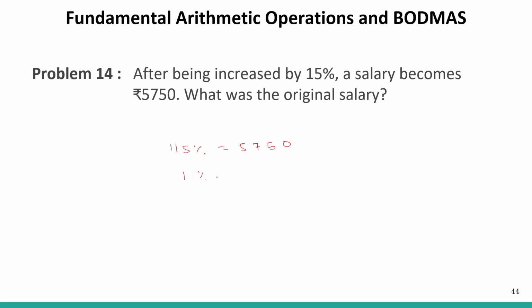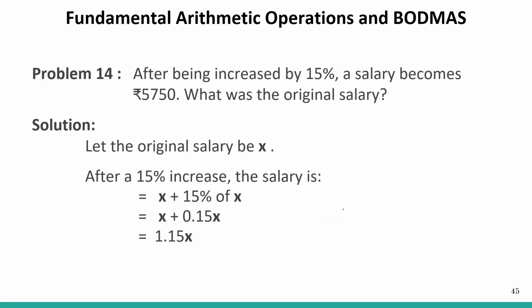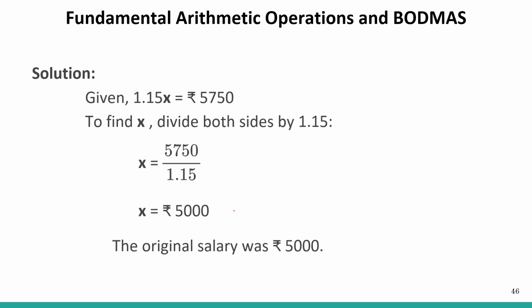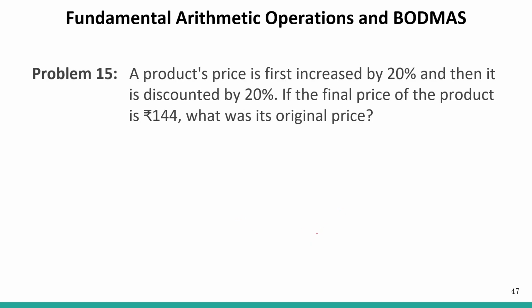So 1% is equal to 5750 by 115. This implies that 100% is equal to 5750 by 115 into 100. Easy. So x is equal to 5000, which is the answer. So let's see problem number 15.